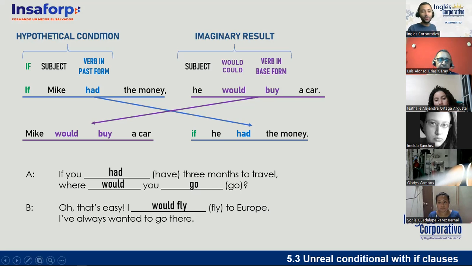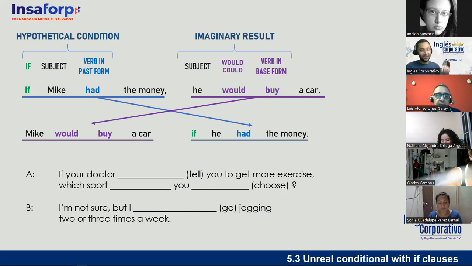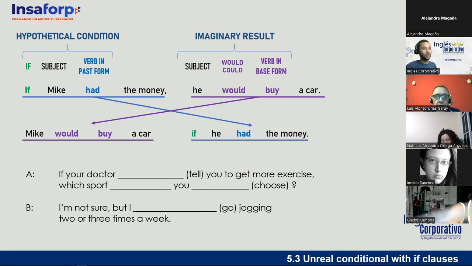Very good, thank you. Second one, okay, I need 2 volunteers, different people, if possible, okay? Because sometimes the same people participate. Imelda, you go with letter A, and I need another volunteer for letter B. Alejandra, very good. So Imelda, please help me with part A, and Alejandra with part B, please.